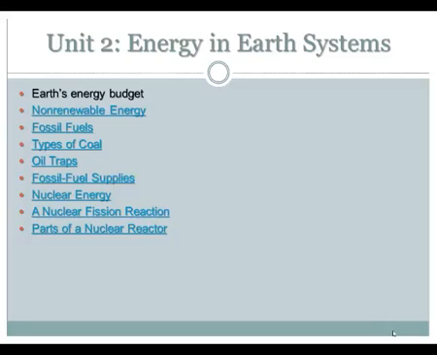We're also going to talk about non-renewable resources, fossil fuels, types of coal, oil traps, fossil fuel supplies, nuclear energy, a nuclear fission reaction, and also parts of a nuclear reactor.